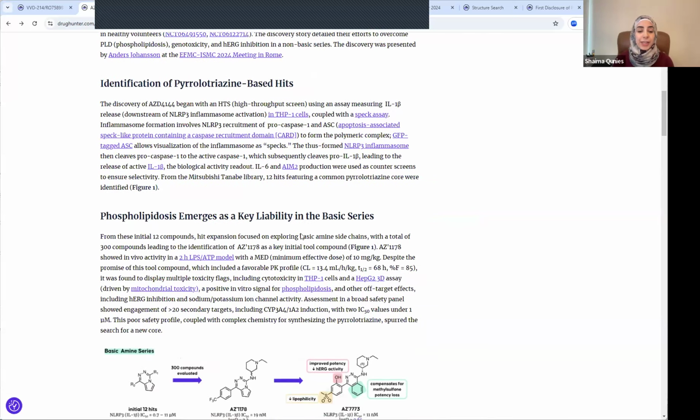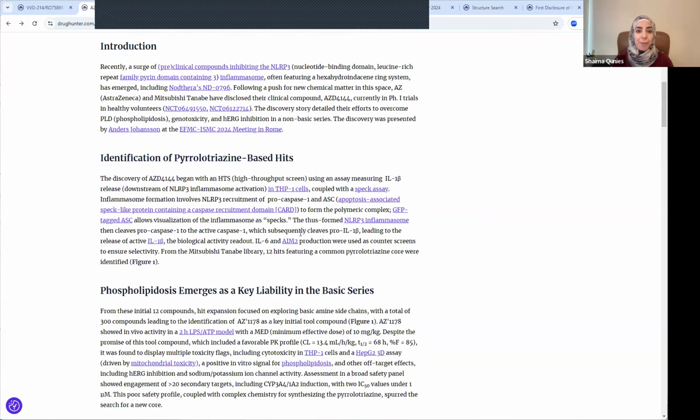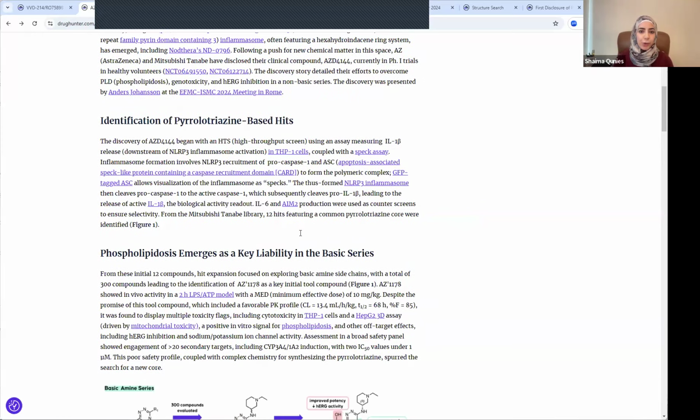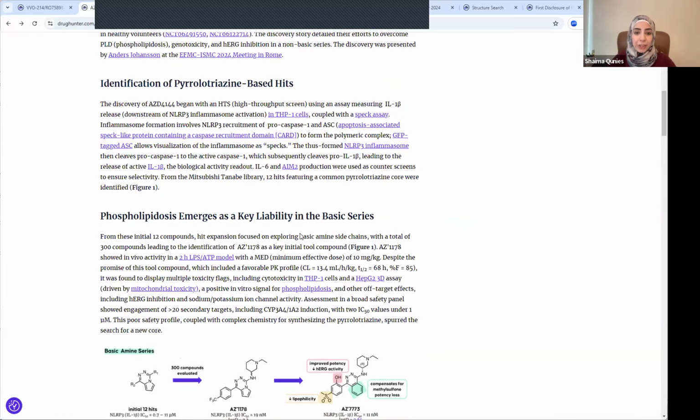The interesting thing about AZD4144 is that it was one of the first compounds that diverged from the hexahydroindacene that was seen with the prototypical molecule from Pfizer, and then many companies came after Pfizer and they have developed drugs or investigational drugs carrying the same scaffold.